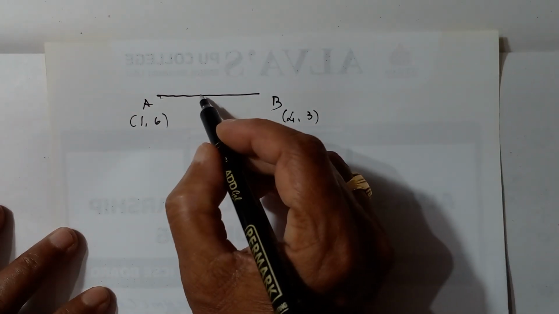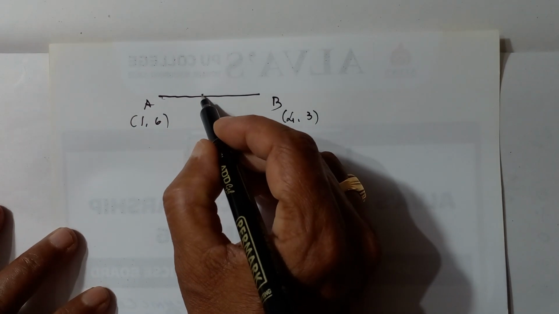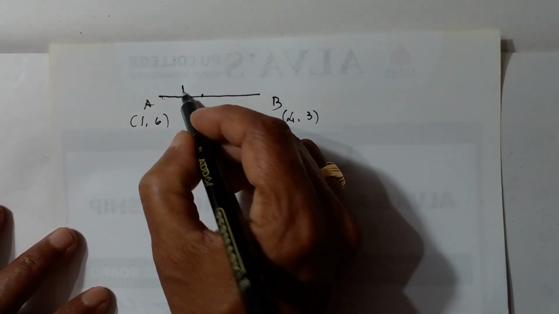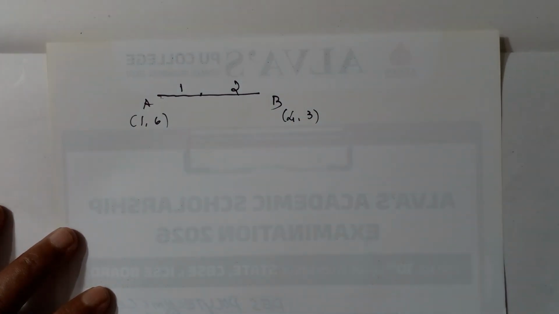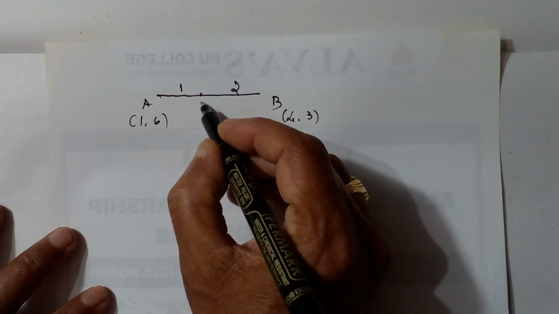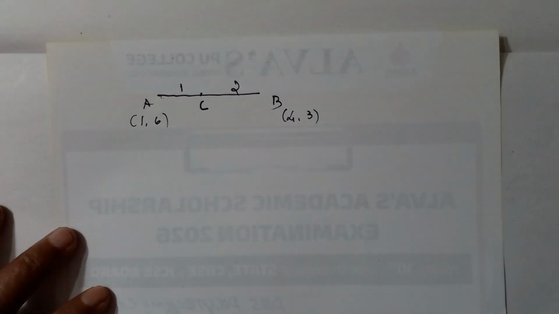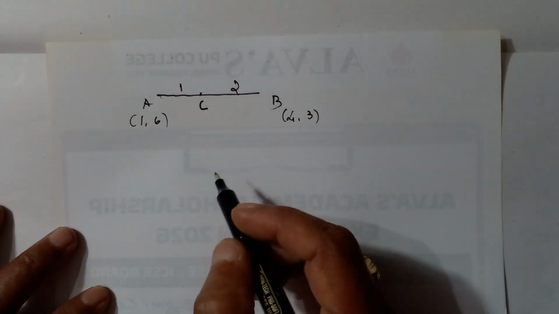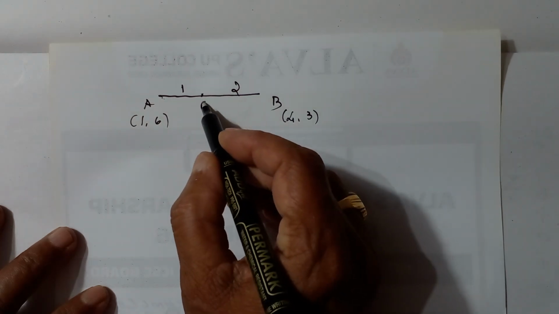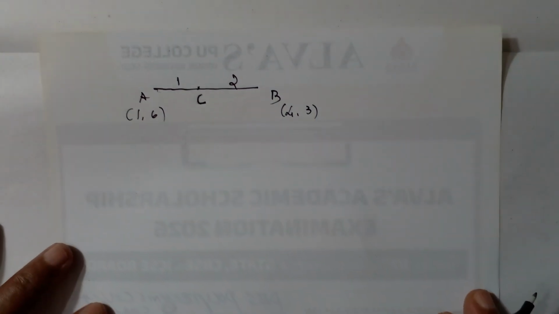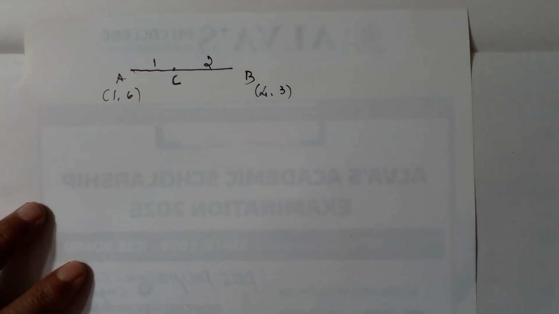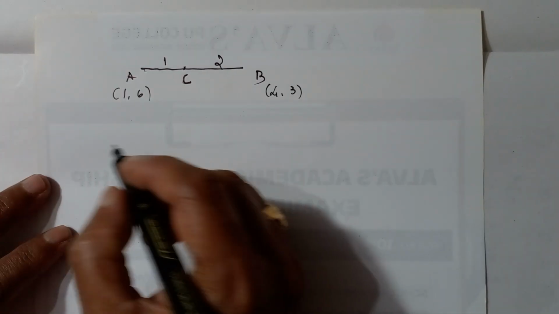Here the ratio is given, this line is divided by the point in the ratio 1 is to 2. You have to find the coordinate of C. Here C is the point that divides the line segment AB in the ratio 1 is to 2. The question asks us to find the coordinate of C. Here we are going to use the section formula. I think you learnt the formula, it is very easy.